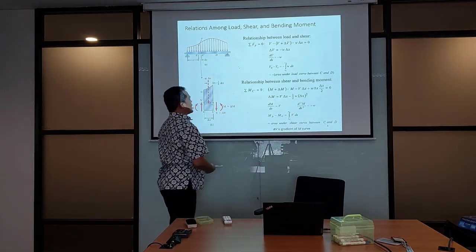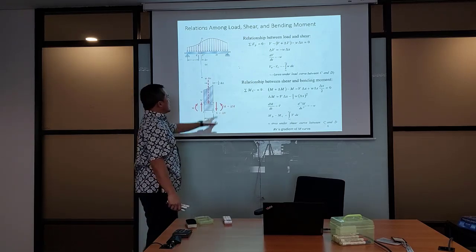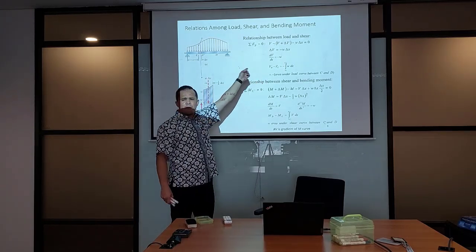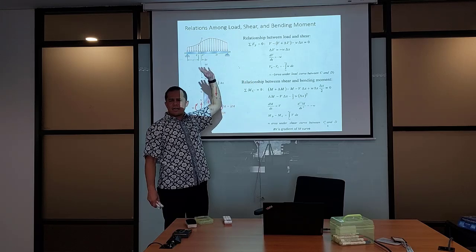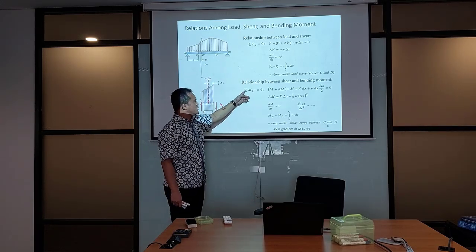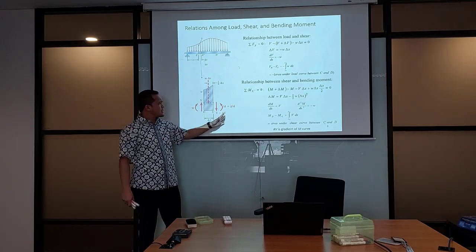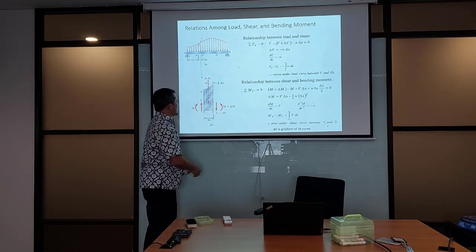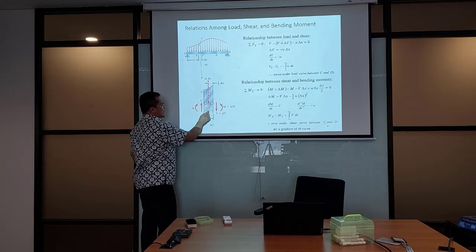We'll finish this first, then I will demonstrate. So we have done with the sigma Fy equal to 0. We found that the applied load is the gradient of the SFD. And then we continue with the sigma M equal to 0. In sigma M equal to 0, you can get back to this diagram of elements.